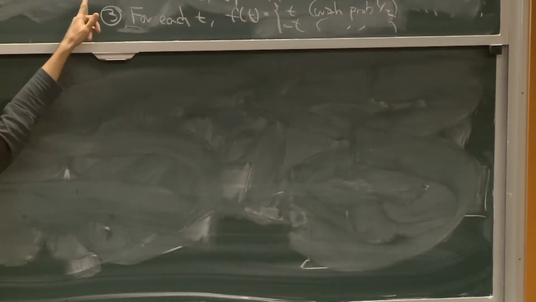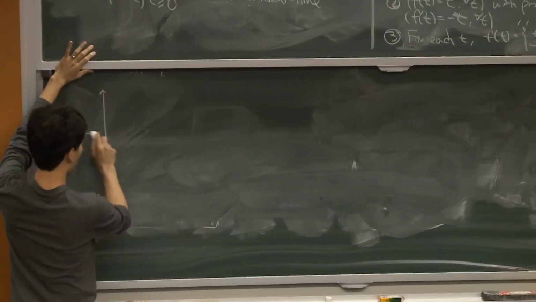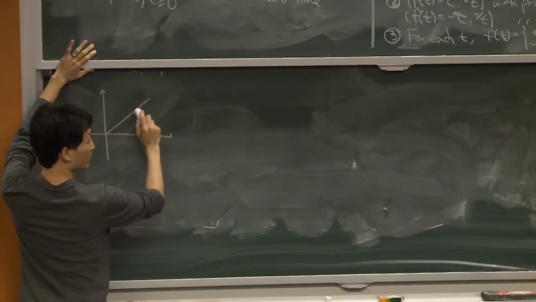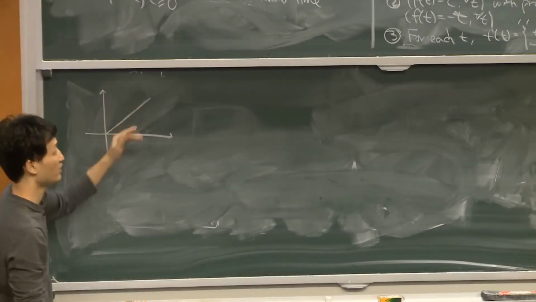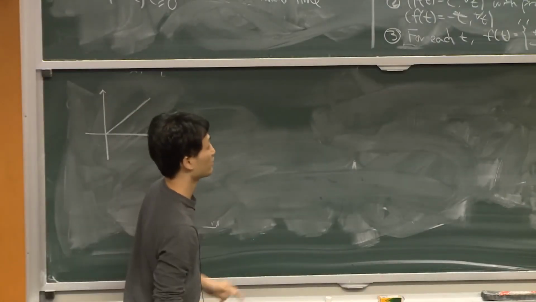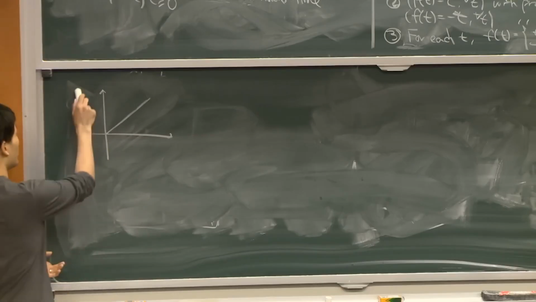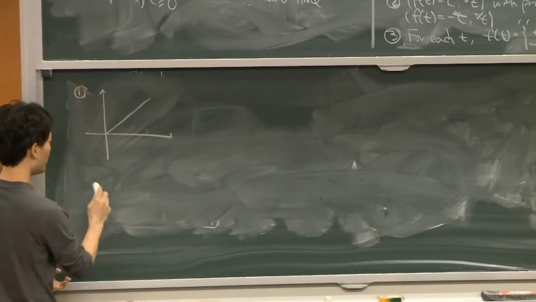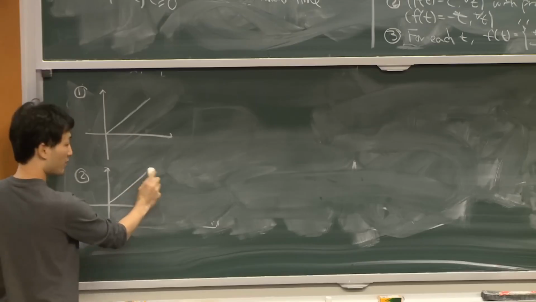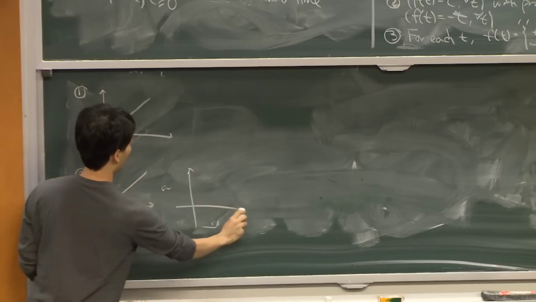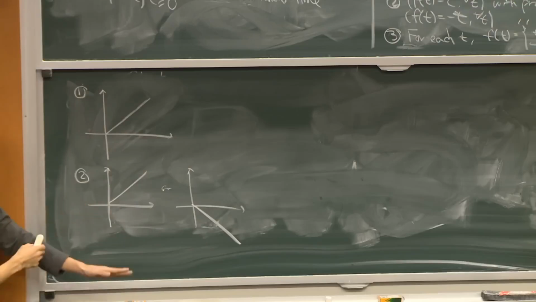Okay. The first one is quite easy to picture. It's really just not even random, there's nothing random in here. This happens with probability 1. Your path just says f_t equals t. And we're only looking at t greater than or equal to 0 here. Okay, so that's number 1. Number 2, it's either this one or this one. Okay, so it is a stochastic process.